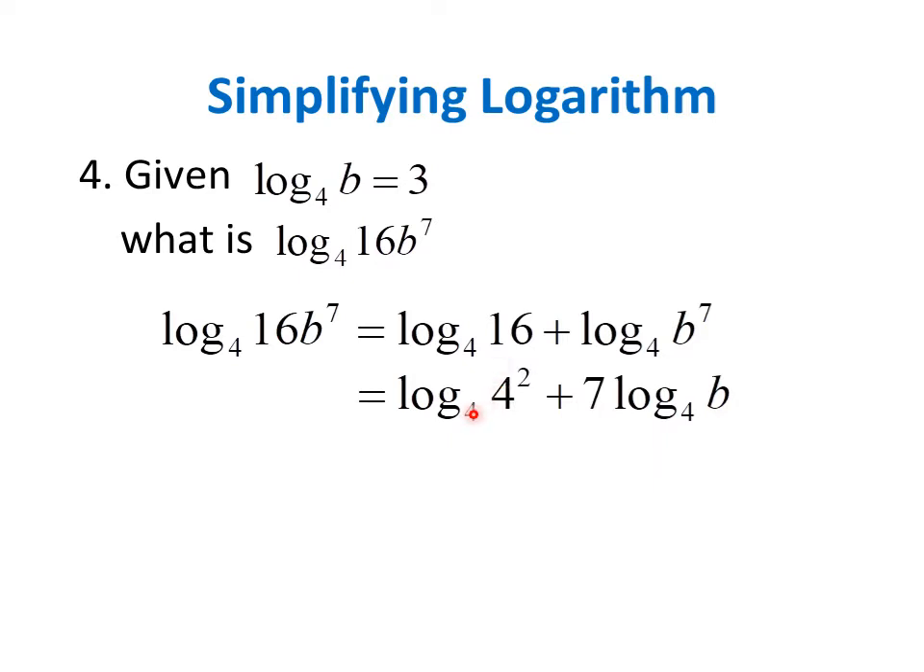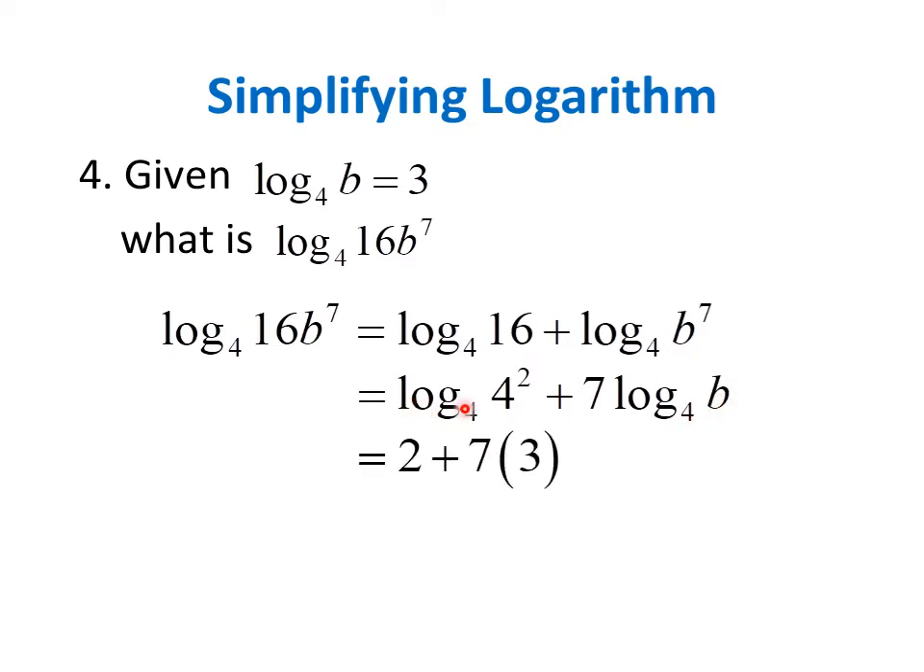Since we are getting the log to the base 4, we have to express 16 as the base 4 raised to some exponent. We know that 4 times 4 is already 16, therefore 16 is 4 squared. Next, how do we simplify the second term? We can use the third property of logarithm to bring down the exponent 7 of the argument before the logarithm. In other words, we multiply 7 by the rest of the expression, that is 7 times log to the base 4 of b.